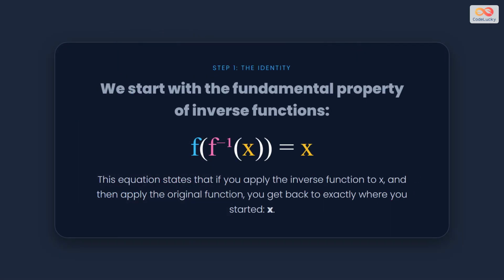To derive the formula formally, we start with the basic definition of an inverse function. If you take a value x, apply the inverse function, and then apply the original function f to that result, you must get back to your starting value, x. This gives us the identity equation, f of f inverse of x equals x.